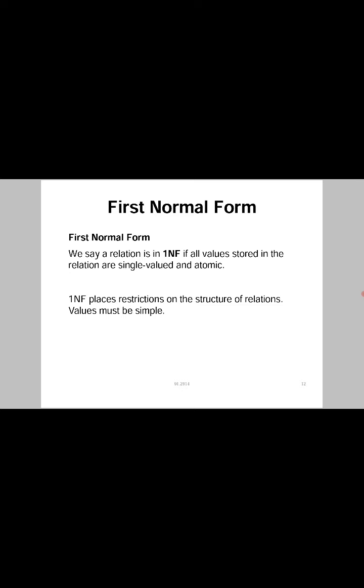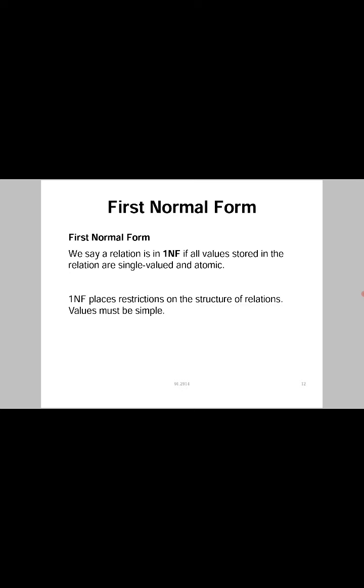1NF, first normal form, places restrictions on the structure of relations. Values must be simple. So what are single valued and atomic? The first normal form explains the structure of fields or columns. Every field in a relation or a table has similar type of data. What is the definition of first normal form? Every column in a relation or a table has similar type of data.